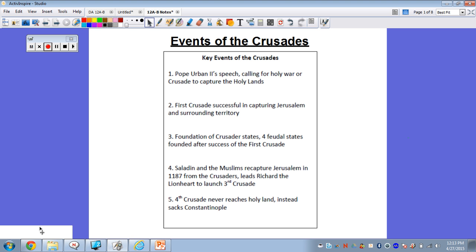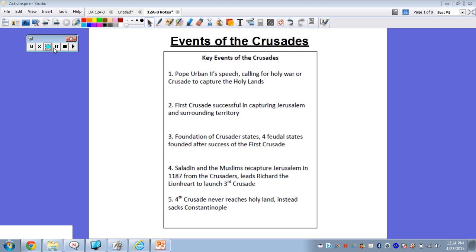Alright, a couple of key events in the Crusades. In the year 1098, Pope Urban II. And in the Pope's speech, he calls for a holy war. He calls all Catholics in Europe to crusade to the Holy Lands to recapture the city of Jerusalem from the Muslims and hold it for the church. Now, the first crusade is going to be successful in capturing Jerusalem and surrounding territories, which is going to lead to the foundation of the Crusader states, which are four feudal states founded after that success.